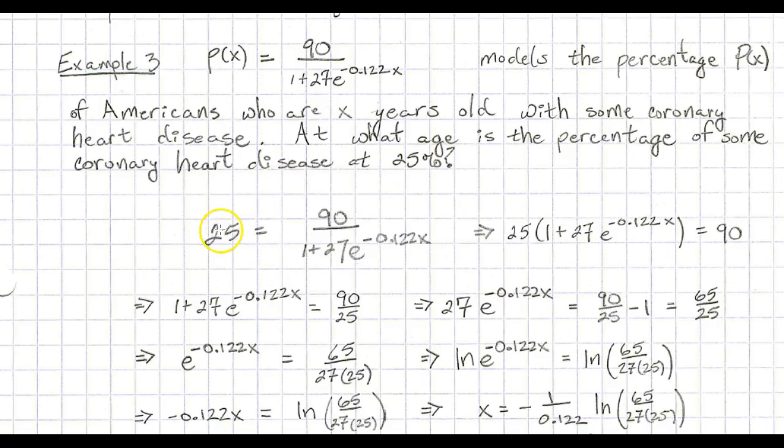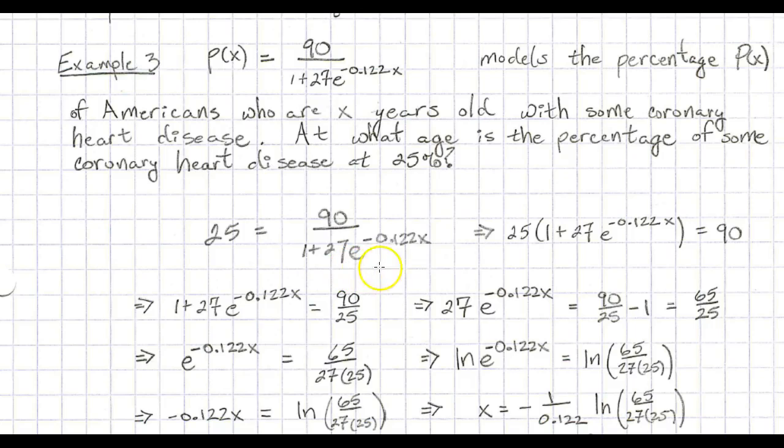So we just look at setting the P of x equal to 25, because remember this is in percentage. So 25 equals 90 over 1 plus 27e to the minus 0.122x. So x is the age, and we need to solve this for x.